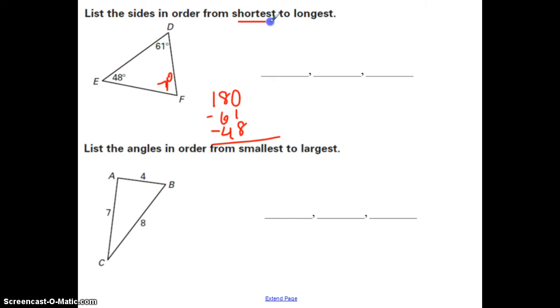Now we want to go from shortest to longest. So that means the smallest angle, 48, is going to be opposite from the shortest side. That's side DF. Then we have the medium-sized angle, 61, is going to be opposite from the medium length side, EF. Then lastly, we have the largest angle, 71, is going to be opposite from the longest side, DE.